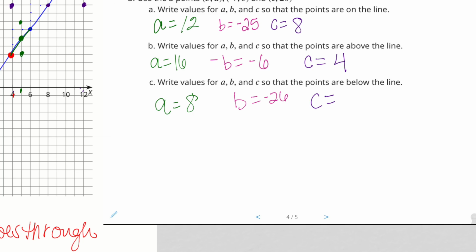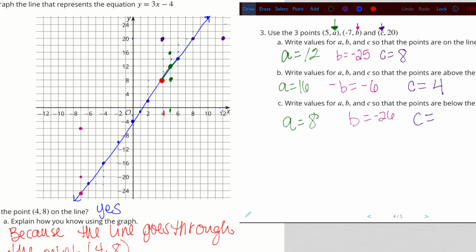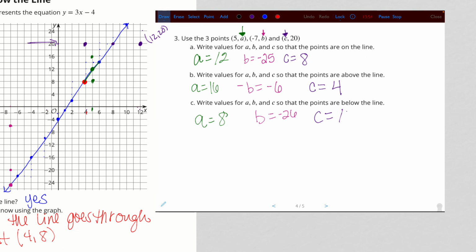Okay, C. Now we have our y coordinate is 20. So again, we're back up here. We need a coordinate that is below the line. We actually already had one of those earlier, this one right here. What was the coordinate for that? 12, 20. So for C, we can put 12.